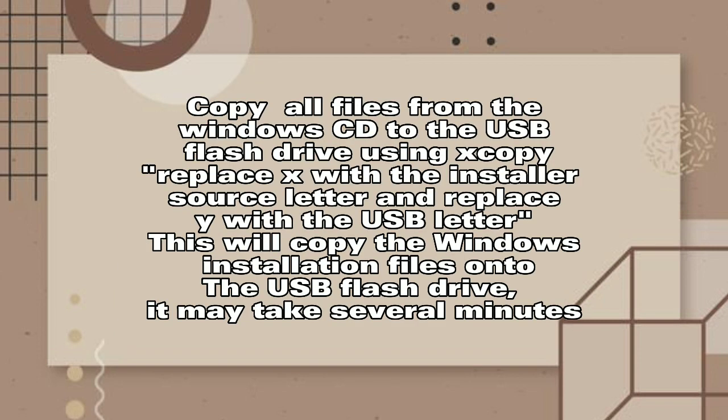Copy all files from the Windows CD to the USB flash drive using xcopy. Replace X with the installer source letter and replace Y with the USB letter. This will copy the Windows installation files into the USB flash drive. It may take several minutes.